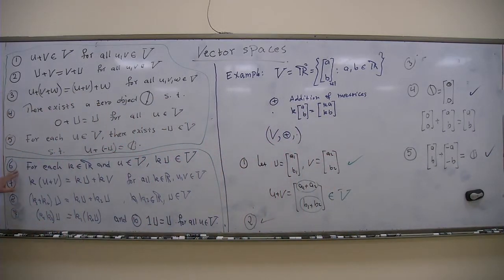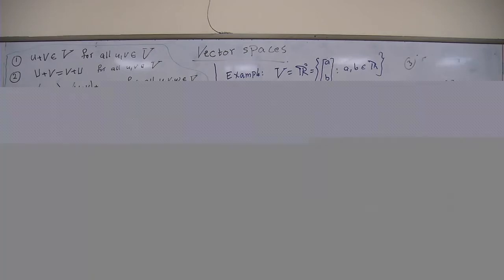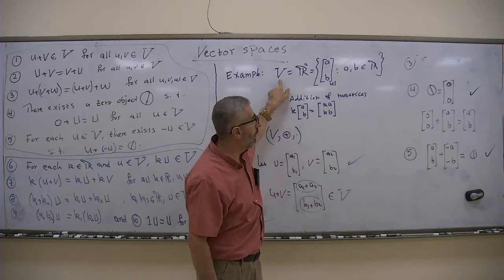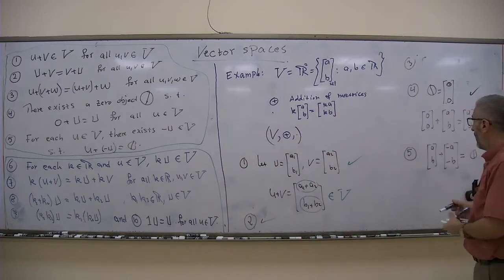What about number 6 here? You take a vector u, you multiply it by k, what do you get? You still get a vector in R2 or in V. So number 6 here is also valid.